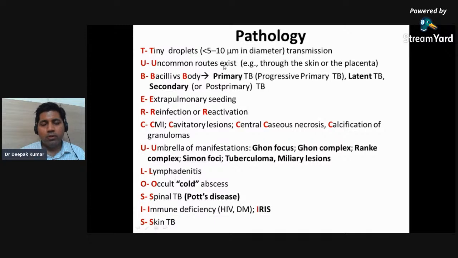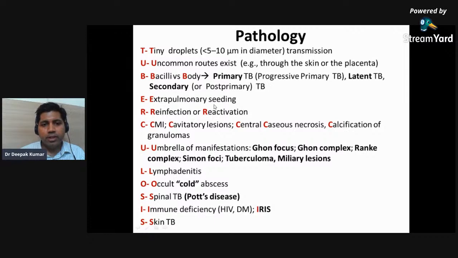Next is uncommon routes exist. Apart from breathing these droplets, there are other ways these bacilli can enter, for example through the skin or the placenta, especially in healthcare workers or caregivers of tuberculosis patients who have lesions on the skin. Okay, and then what happens? There is a fight between bacilli and the body, which we just discussed, and that can result in primary tuberculosis, primary progressive tuberculosis, latent tuberculosis, or persistent tuberculosis, secondary or post-primary tuberculosis. These are the outcomes that can happen due to the continuous fight between the bacilli and the body.